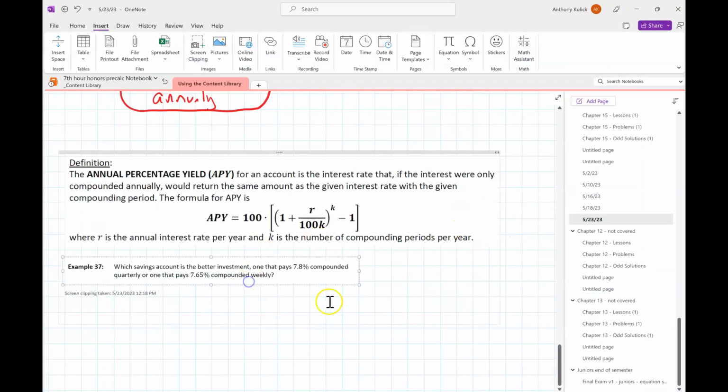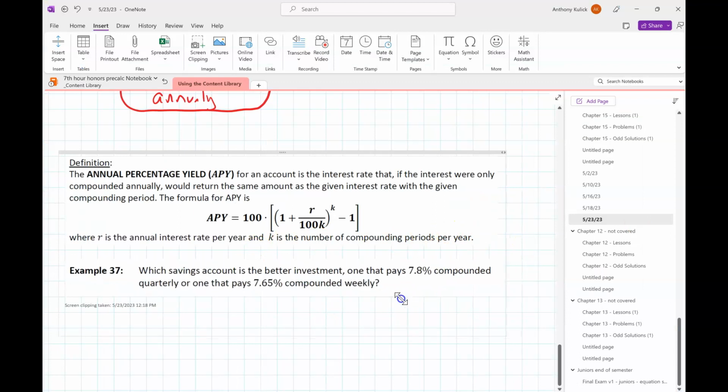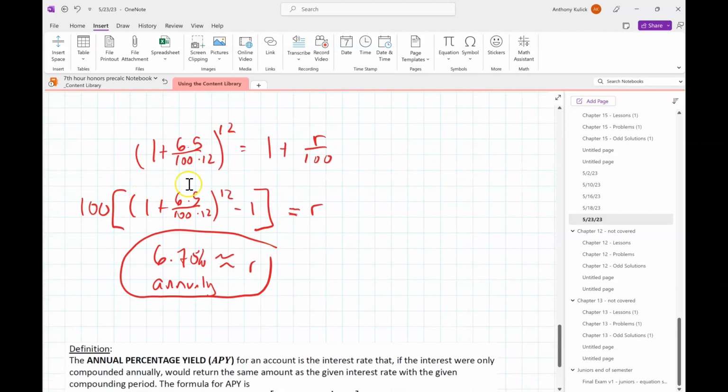And you'll notice that the equation here for APY, the annual percent yield, is essentially just that solving that we did there, right? We have 1 plus R over 100K to the K minus 1, which is exactly what I have written here, right? Just with numbers in its place.